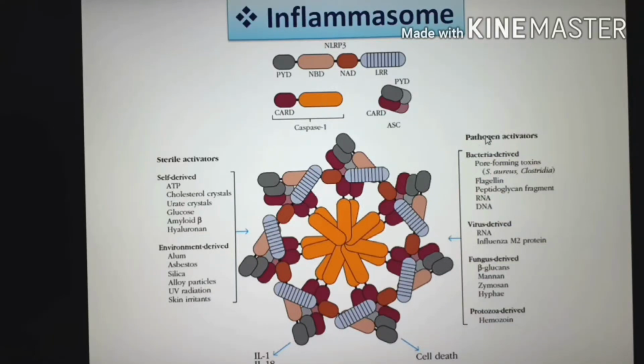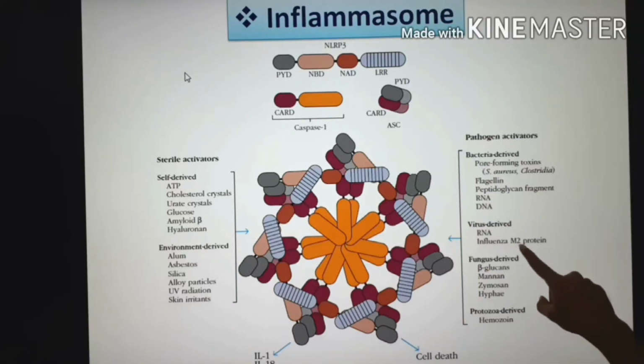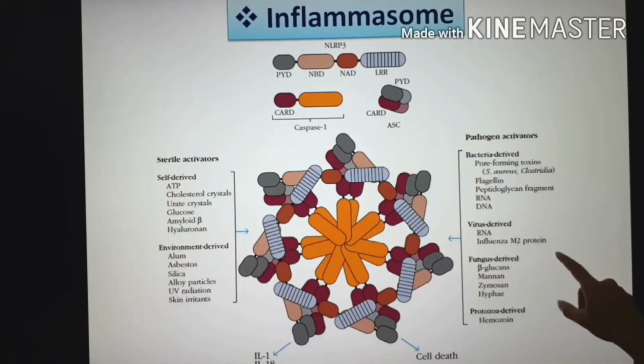After getting different signals from pathogens, like from bacteria, such as pore-forming toxins from S. aureus, Clostridia, flagellin protein, peptidoglycan fragment, RNA or DNA from bacteria, and virus-derived RNA or influenza M2 protein, or fungus-derived different sugars or hyphae, and protozoa-derived hemozoin, these can induce this inflammasome to form. So these molecules actually form a supramolecular complex.